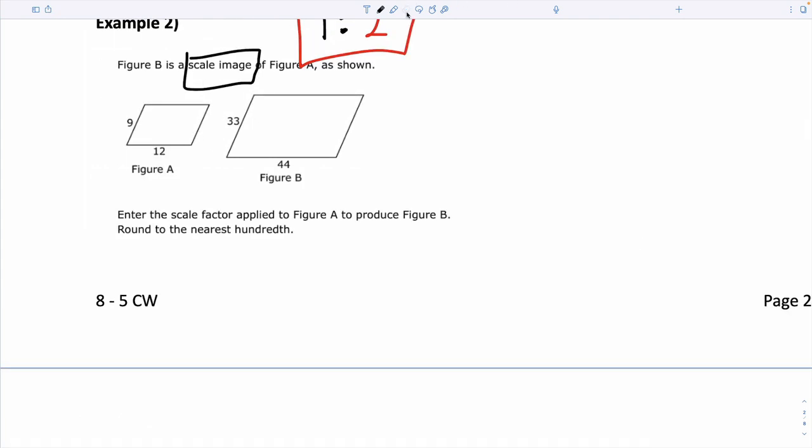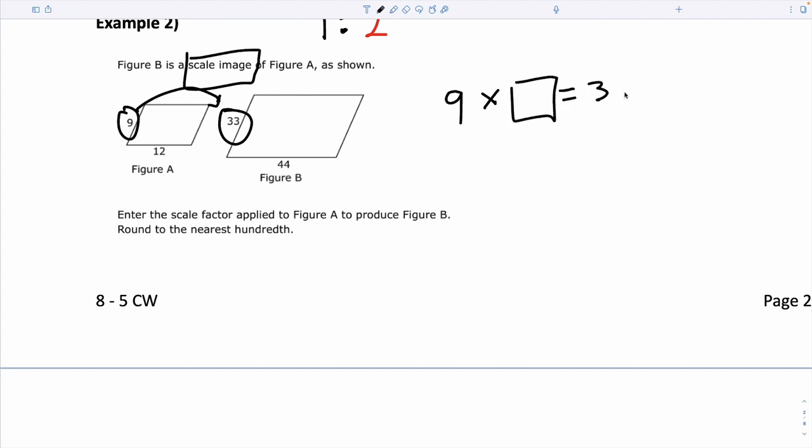Why is this problem a little bit harder? I'm trying to go from 9 to 33. Why is that kind of more challenging? 20 seconds, turn and talk, go. Five, four, three, two, one. Why is this more challenging, TJ? Because they're not even numbers.